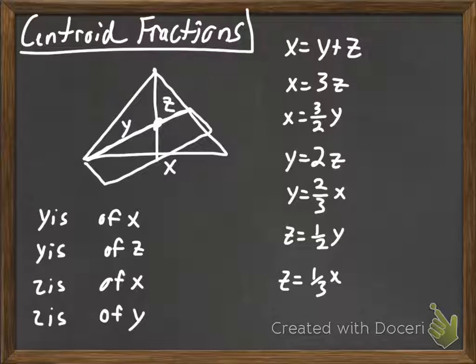Now y is equal to 2 times z. So you take z, add it together twice, or multiply it by 2, and you get y. If you just have x, and you do 2/3 times x, that will also tell you y. Now z is 1/2 of y. So 1/2 times y gives you z. Or z is 1/3 of x. So you do 1/3 times x and you get your z.